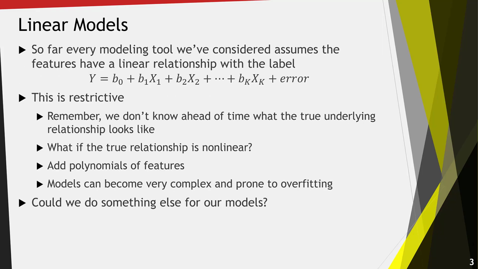So far, every modeling tool we've considered assumes the features have a linear relationship with the label. This is really restrictive. Remember, we often think we don't know ahead of time what the true underlying relationship looks like, and assuming it's linear is a strong assumption. What if the true relationship is nonlinear? We can add polynomials of our features, but this can lead to models that become very complex and prone to overfitting. Could we do something else?